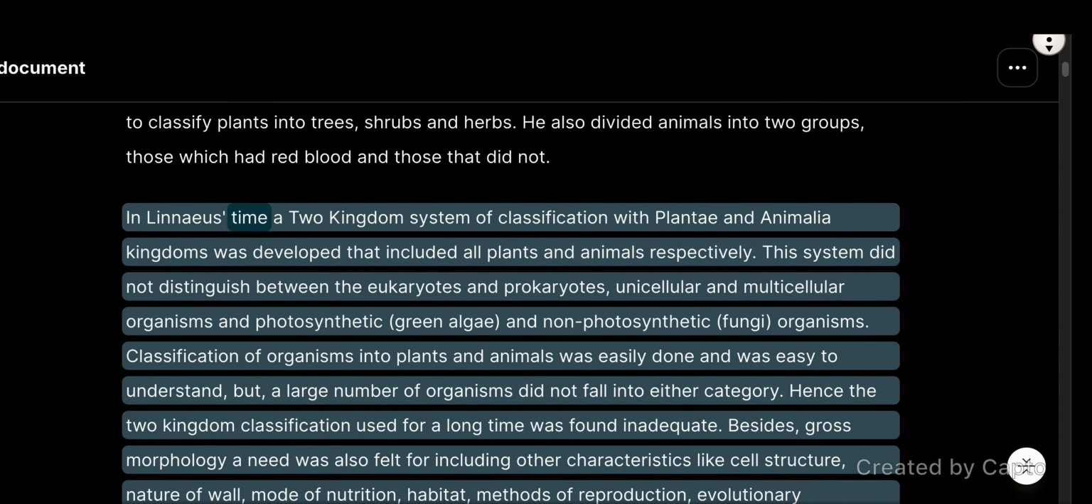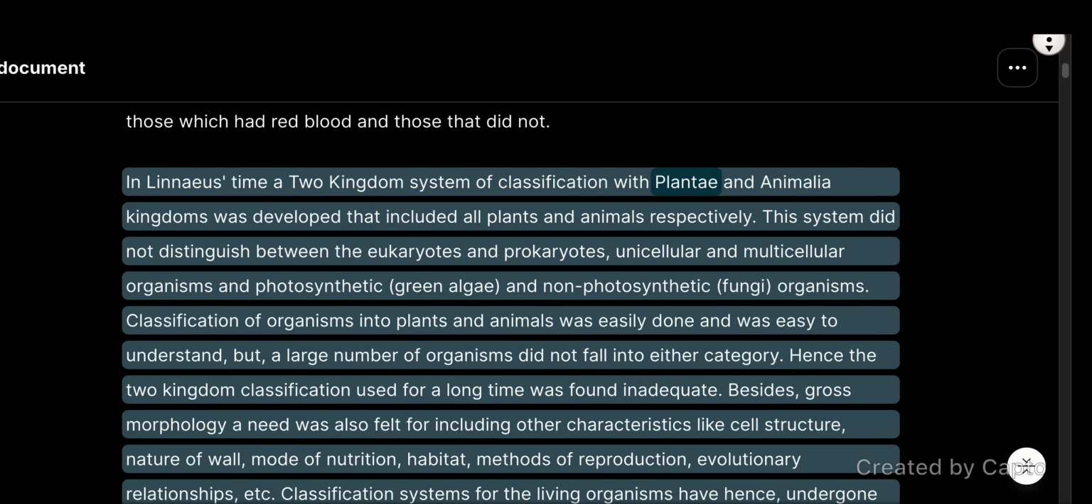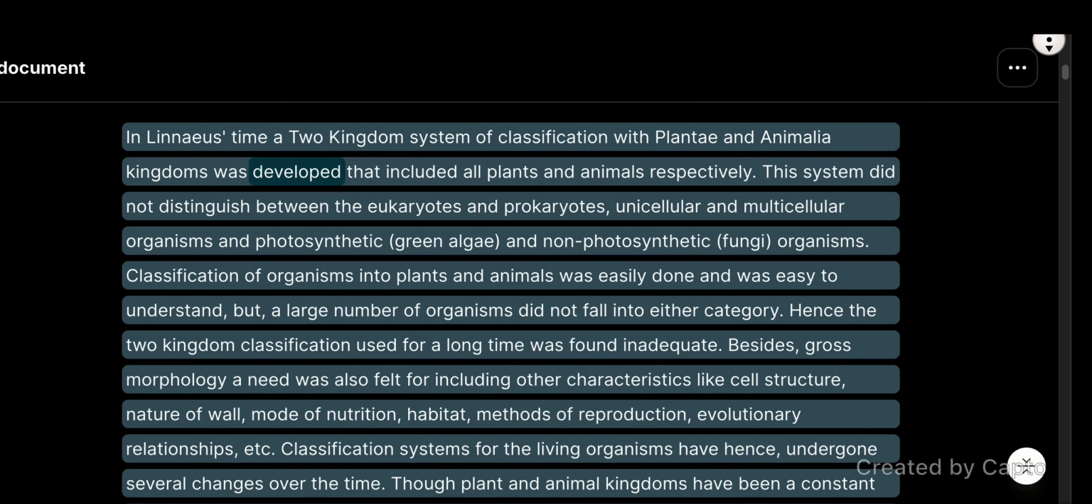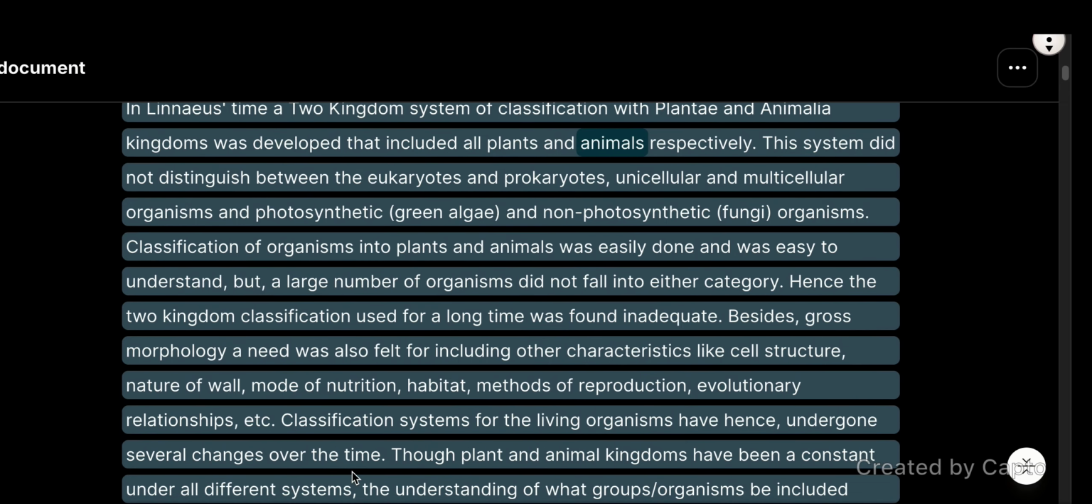In Linnaeus's time, a two-kingdom system of classification with Plantae and Animalia kingdoms was developed that included all plants and animals respectively. This system did not distinguish between the eukaryotes and prokaryotes, unicellular and multicellular organisms, and photosynthetic green algae and non-photosynthetic fungi organisms. Classification of organisms into plants and animals was easily done and was easy to understand, but a large number of organisms did not fall into either category. Hence, the two-kingdom classification used for a long time was found inadequate.